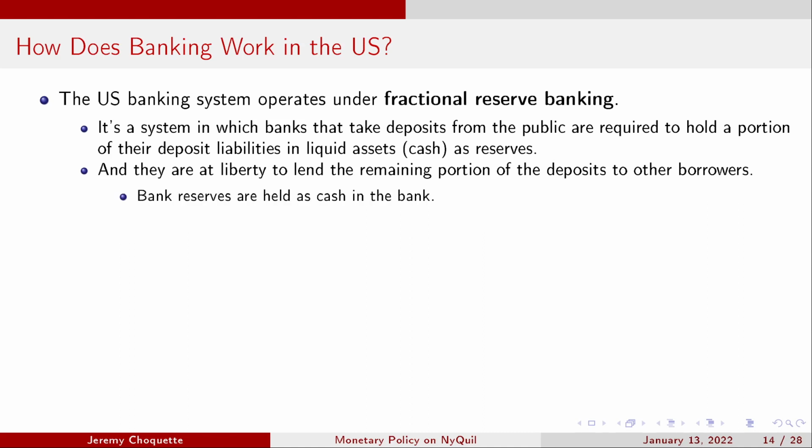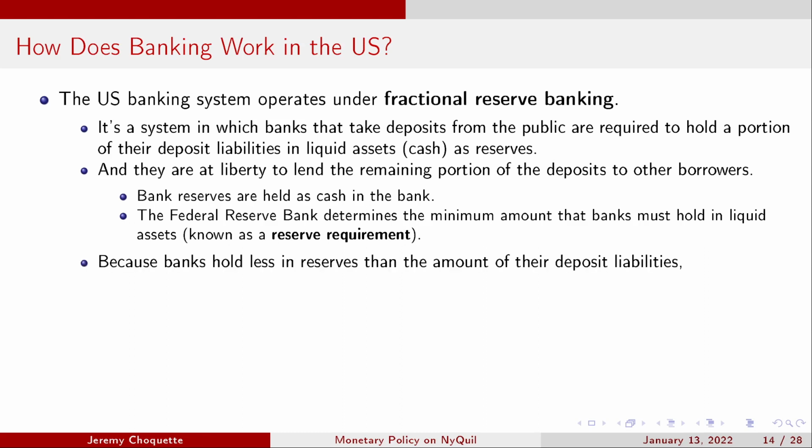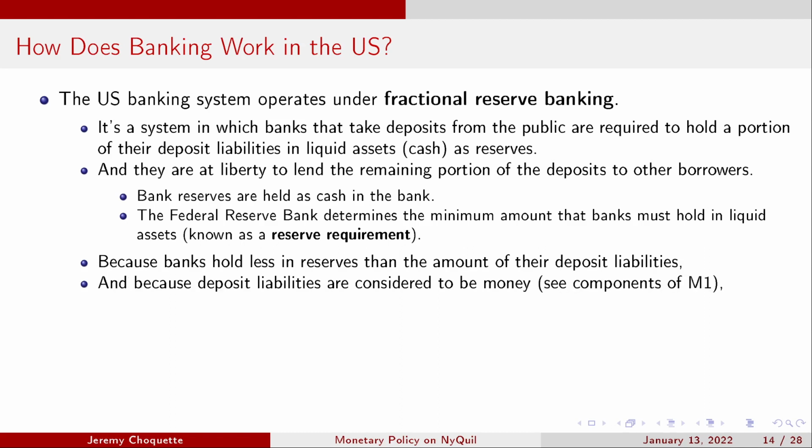So bank reserves are held as cash in the bank, and the Federal Reserve determines the minimum amount that banks have to hold in liquid assets. That's what's known as the reserve requirement. Now, because banks hold less in reserves than the amount of their deposit liabilities, and because deposit liabilities are considered to be money, because remember the components of M1, under fractional reserve banking, the money supply ends up being much larger than the money base.